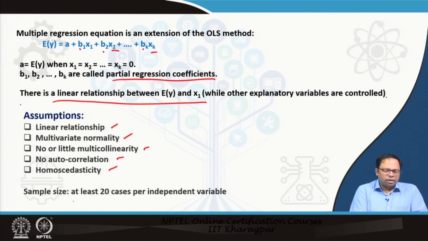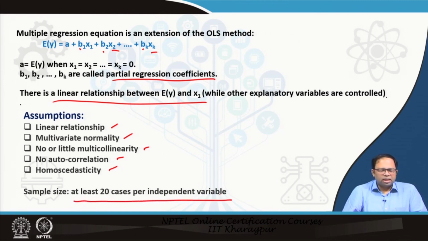In terms of sample size, some researchers suggest that there should be at least 20 cases per independent variable that we use. So, if we are using 4 independent variables, then we need to have data for 80 samples, or in that scatter plot we need to have those 80 points, based on which we can get the partial regression coefficients for 4 variables and 1 intercept.